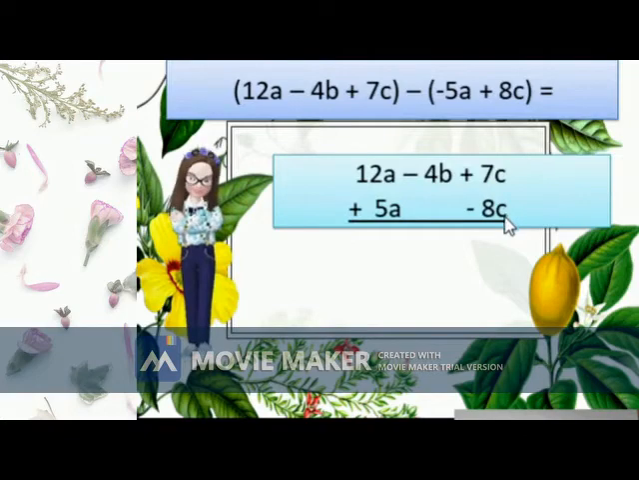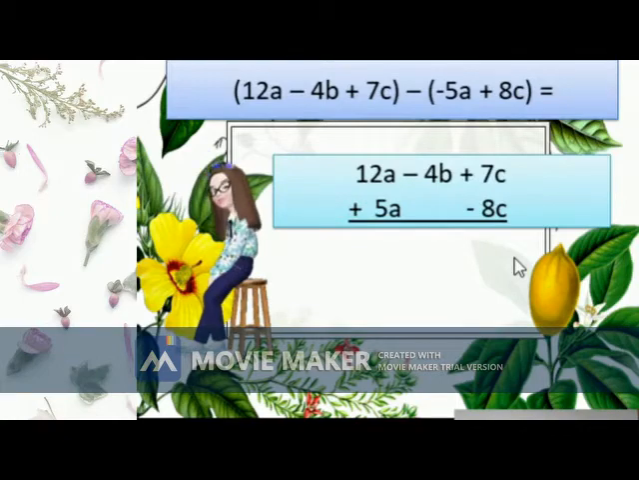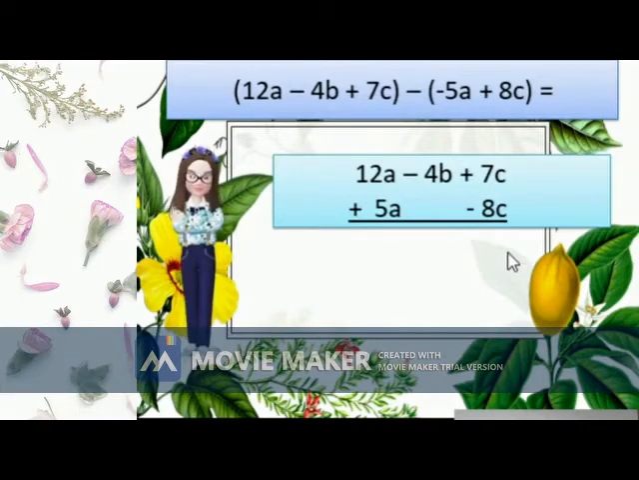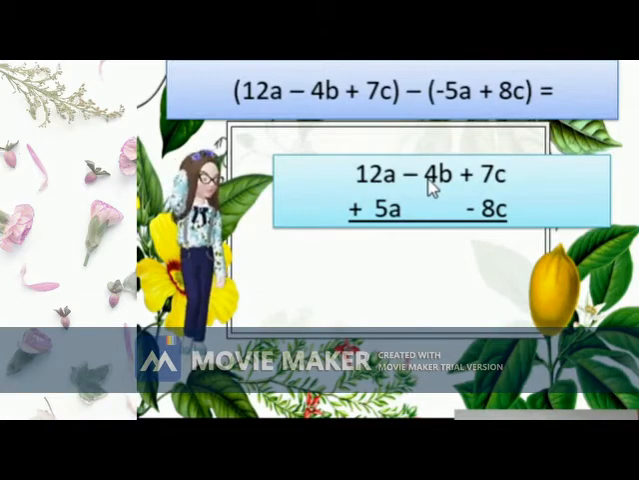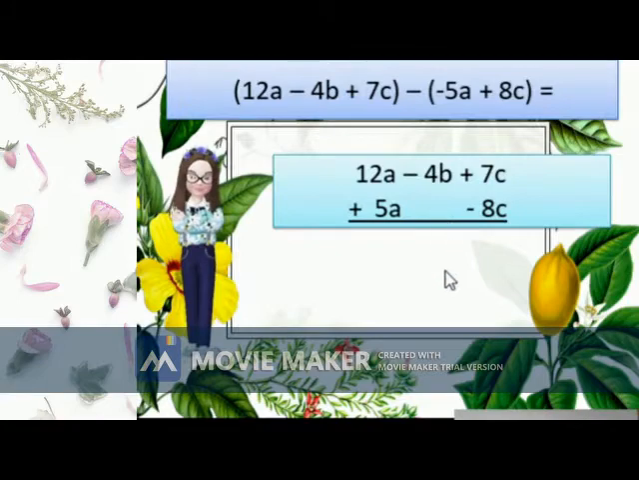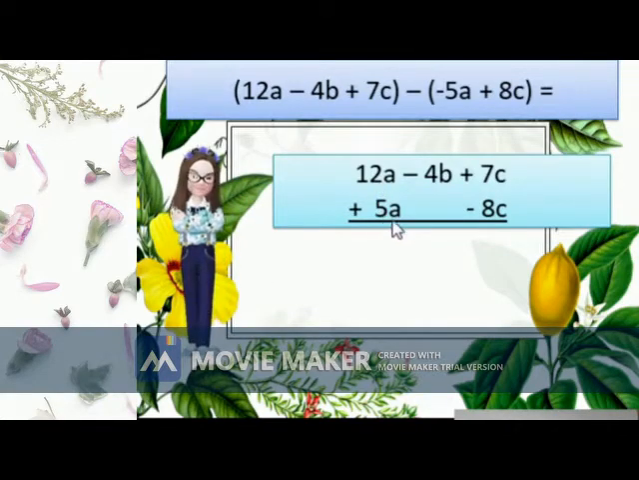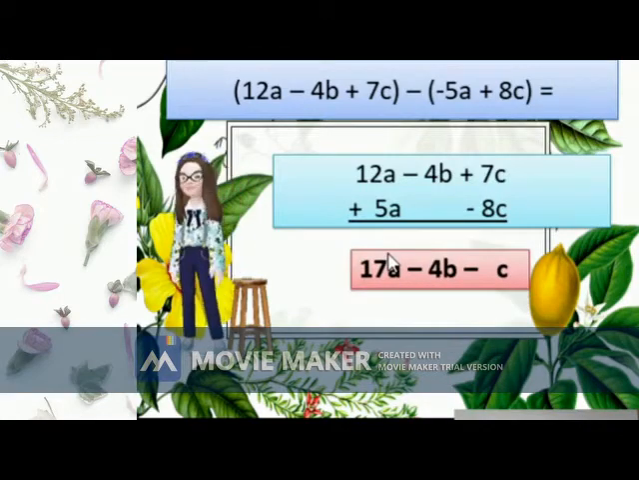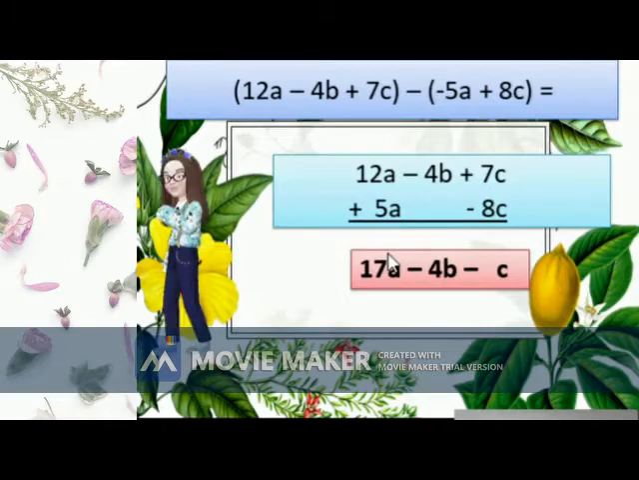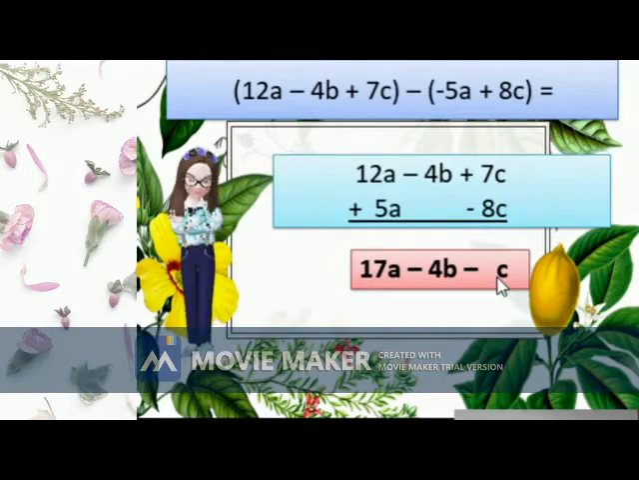7c plus negative 8c will give you negative c. Or you can write negative 1c. It doesn't matter. It's the same with what you're doing when you are subtracting. If there's nothing to be subtracted in it, just bring down. So you will bring down negative 4b. Then this one, 12a plus 5a, 17a. So your final answer will be 17a minus 4b minus c. Again, you can write 1 if you are comfortable with writing the 1.